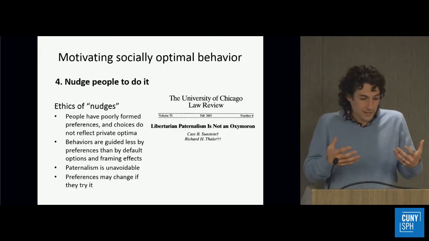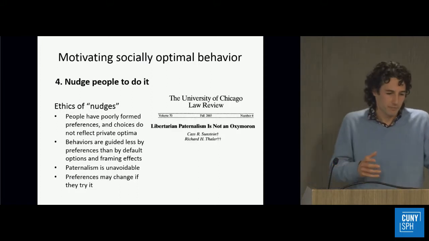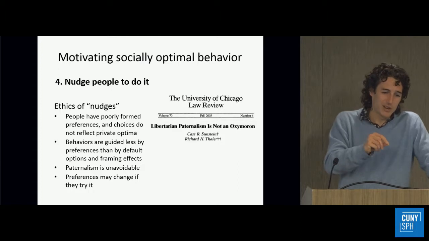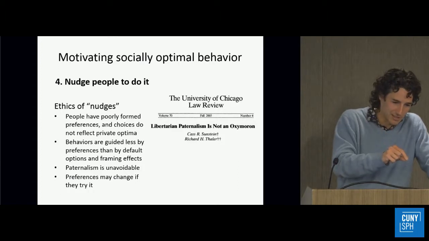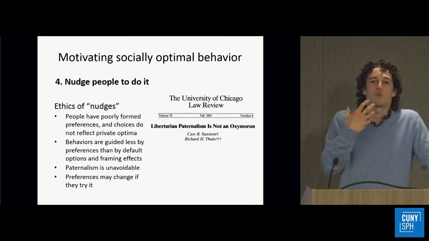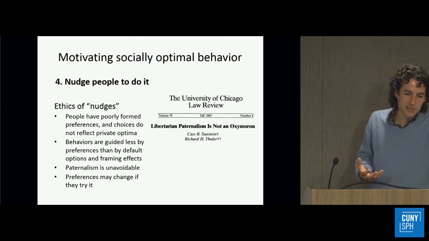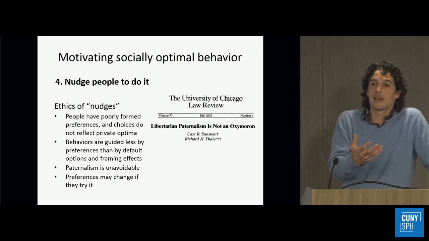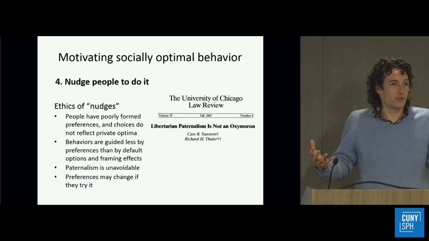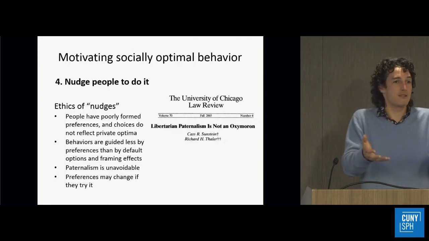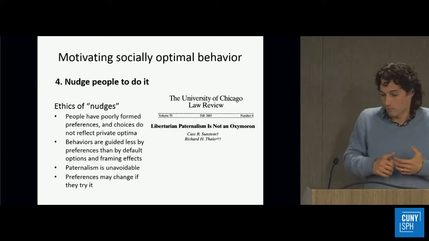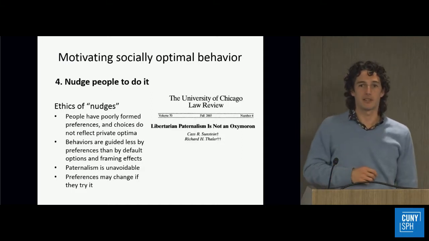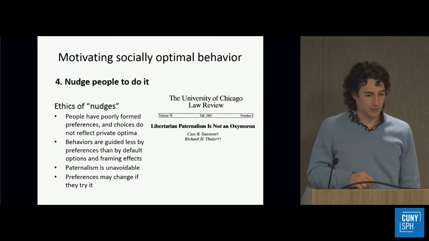Therefore their choices don't reflect, or there's actually 2 arguments: either people have poorly formed preferences, or their choices do not reflect their preferences, and therefore their choices don't reflect what's best for them. And so behaviors are guided more by default options and framing effects rather than what they actually would like to do. And as a result, we are in a situation of paternalism where, regardless of what we set as a default option, it's going to matter. And so therefore we're in a position where changing the default option, changing aspects of how people make decisions, is an opportunity to intervene.